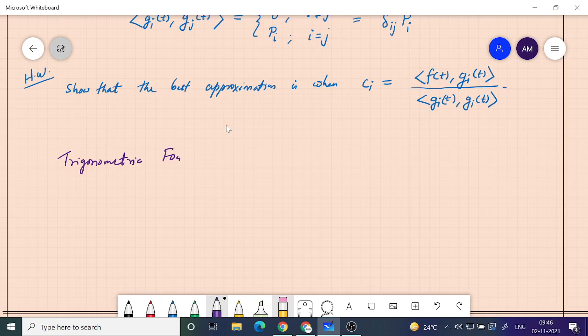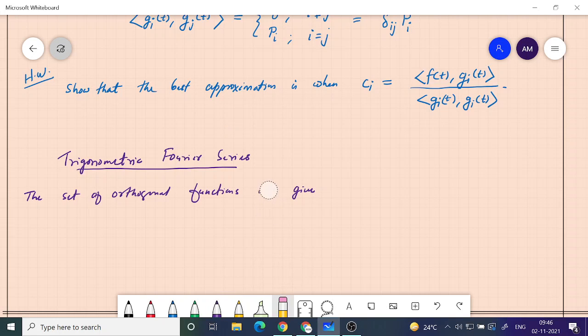trigonometric Fourier series. In the trigonometric Fourier series, the set of orthogonal functions is given to us. So we have a set here.